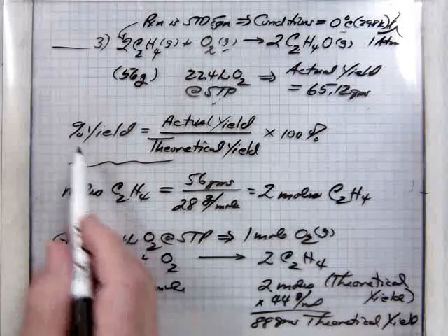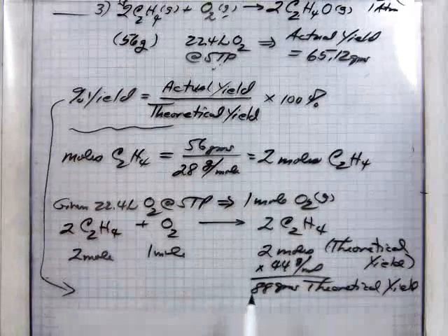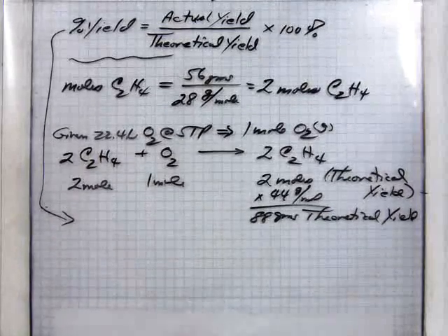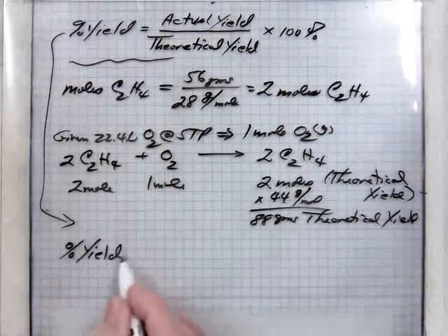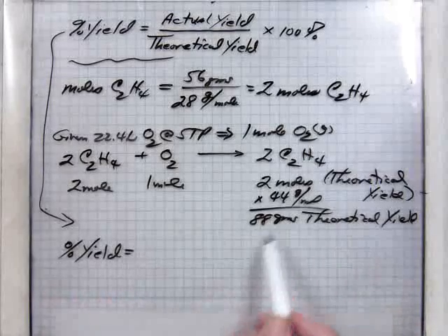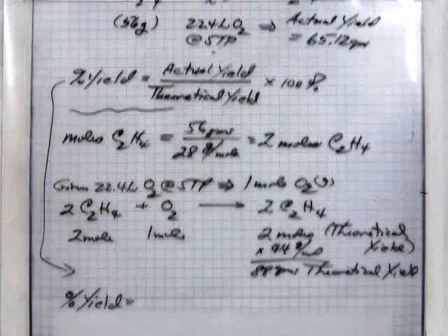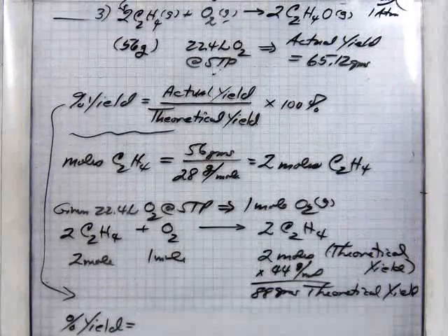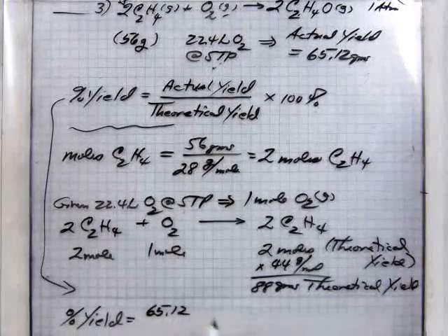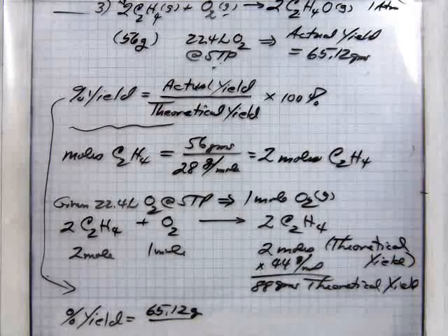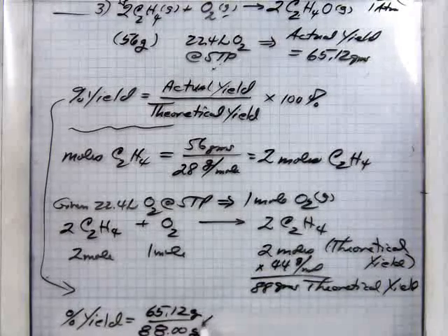So now we're able to apply this equation. Just move this up here to get that percent yield. It is now 65.12. Wish I could keep it all on the page. Let me try. Two grams, and theoretical should be 88.00 grams times 100%.